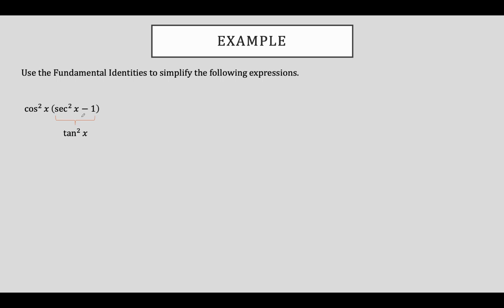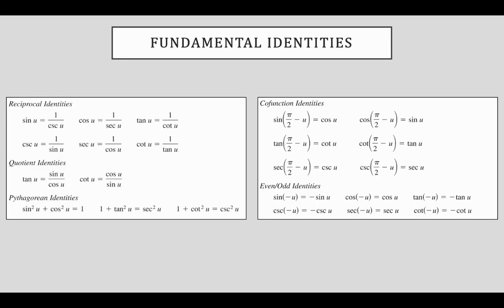All right? Now, again, let's go back to that Pythagorean identity. Okay? We had our Pythagorean identity, 1 plus tan squared u is equal to secant squared u. We could manipulate this equation by subtracting 1 and subtracting tan squared u, we get tan squared u is equal to secant squared u minus 1. That's what we had in the expression.